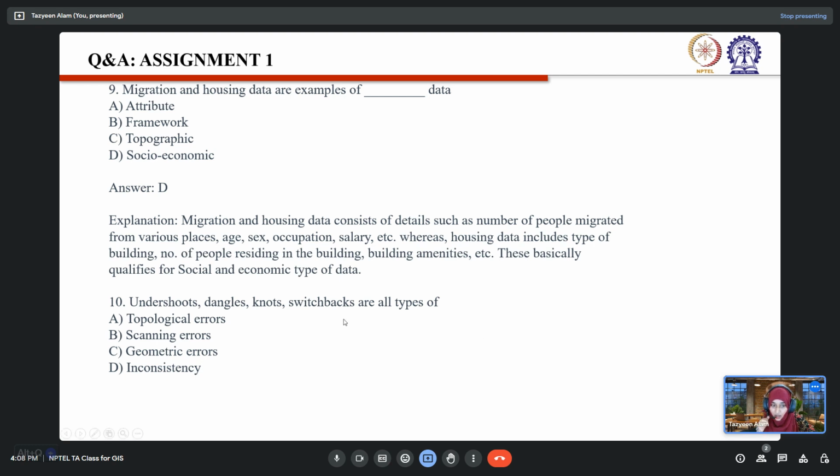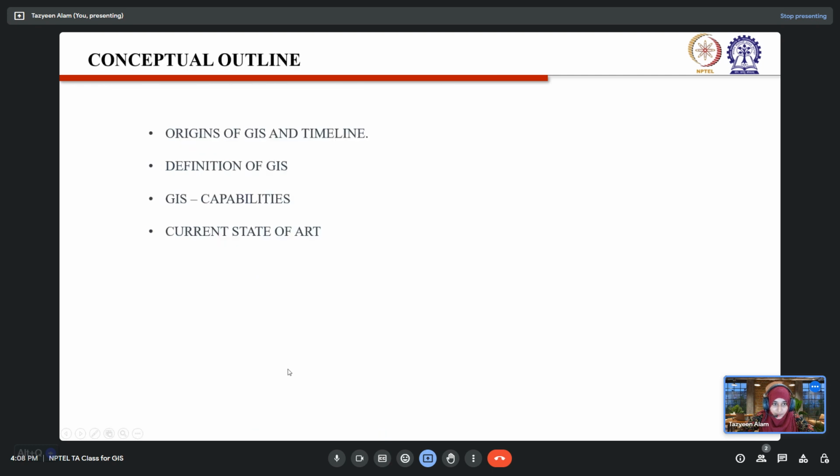The last question: undershoots, dangles, knots, switchbacks are all types of topological errors, scanning errors, geometric errors, inconsistency. So your answer here is A, which is topological errors, that can be understood from previous class lectures.